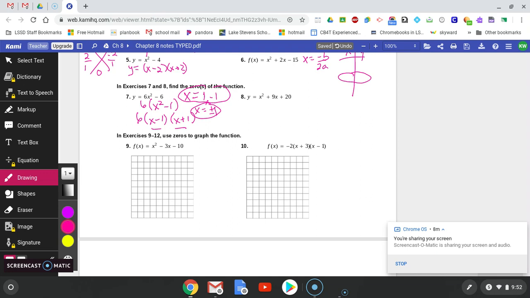All right, so then if it says on number 9 to use the zeros to graph it, again, same thing. Factor it. Once you've got it factored, then you just need your vertex and your 2 intercepts, and you're good to go. So intercept form is one that we've actually dealt with before. We've called it factored form, and now it's just tying that into what does the graph look like.